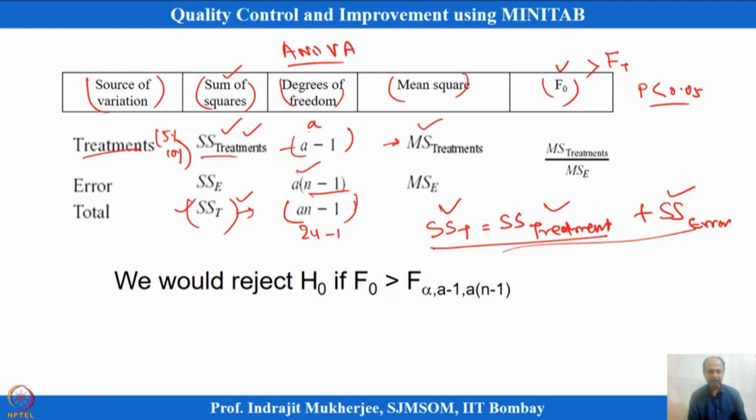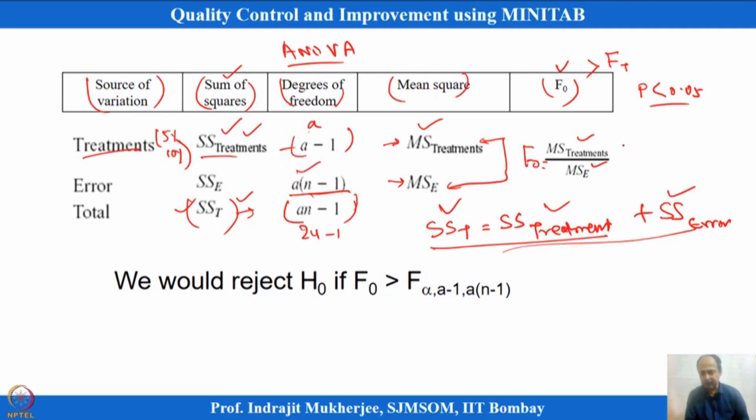Similarly, SS error divided by A into n minus 1 will give me MS error. Then these two will be compared, and the ratio will be taken, MS treatment by MS error. This will give you the F0 value, and this F0 value has to be compared with the tabulated value.